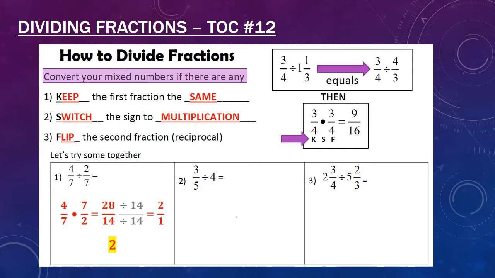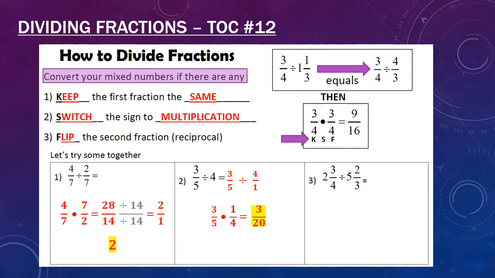Looking at number 2, this one's slightly different because I have a whole number in there. So again, the first fraction stays the same, 3/5 stays the same. We're going to switch from division to multiplication and then flip our fraction of 4 over 1 upside down, so it's 1/4. And then when I multiply across, I get 3 over 20.